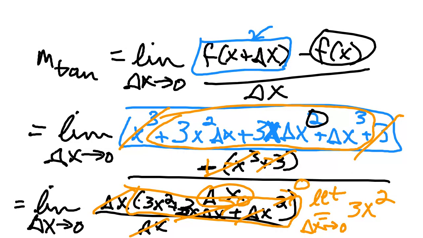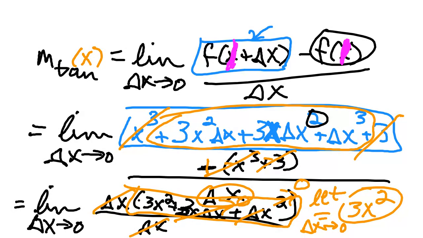Because it's a polynomial, I could just plug it in. So I'm going to end up with 3x squared. So the slope of the tangent line at any point x is going to be 3x squared. If you would have done it for x sub 1 equals 1, all these x's would have been a 1. So what I did is I did it in general and got 3x squared.